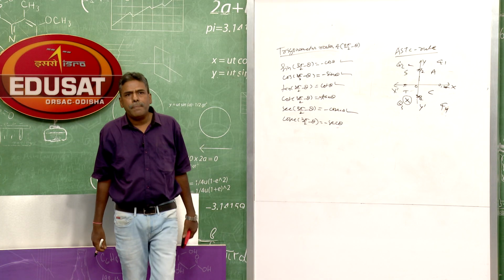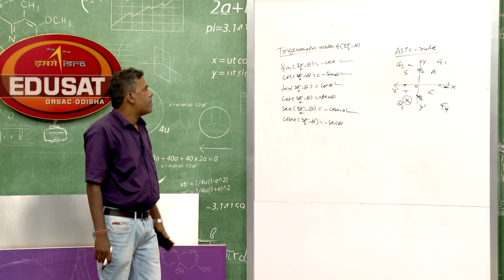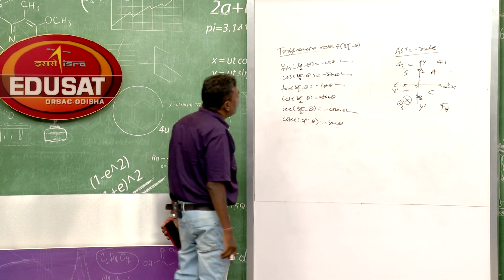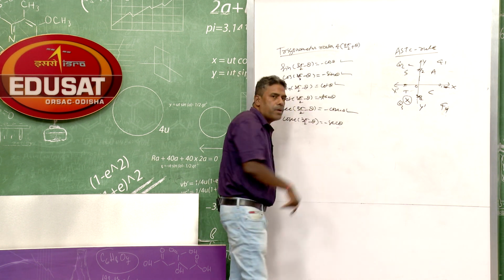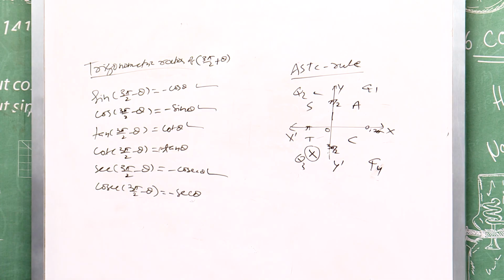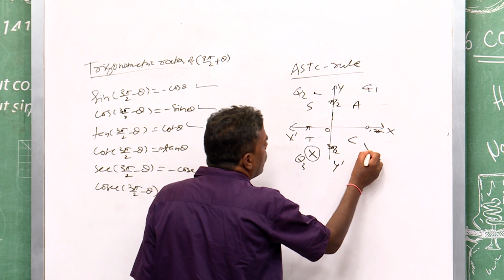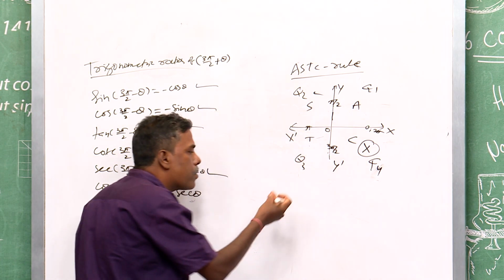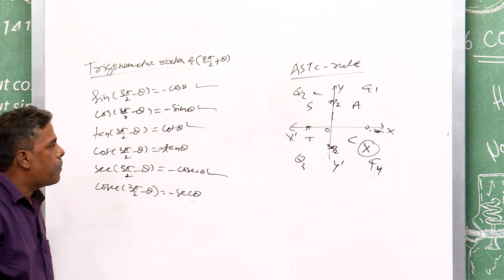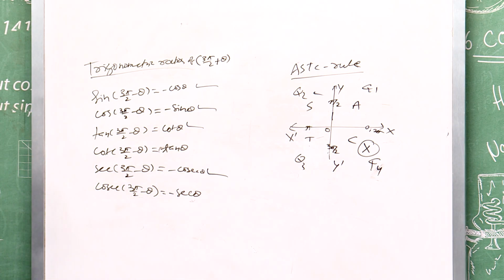Then 3 pi by 2 plus theta. Next, the trigonometric ratios of 3 pi by 2 plus theta. So, 3 pi by 2 plus theta is an angle in quadrant number 4. In quadrant 4, cos and sec are positive, others are negative.